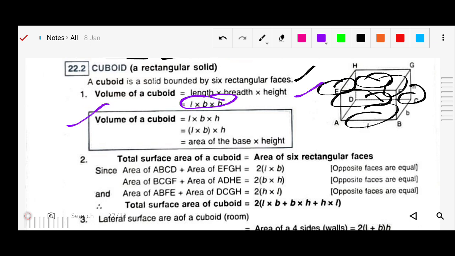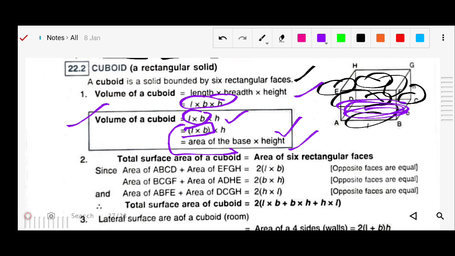If we further derive the volume of the cuboid, we can arrange it as L into B, that is the area, and this is the height. So L into B is the area of the base, times the height. The volume of a cuboid we can get by 2 methods: L multiplied by B multiplied by H, or the area of any base multiplied by the height. That will also give you the volume of the cuboid.